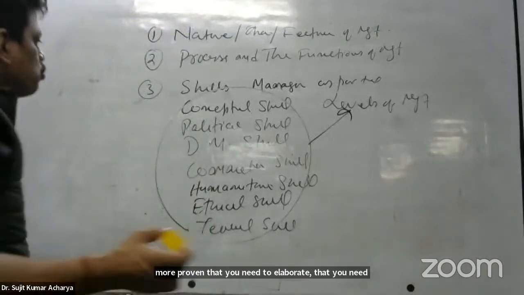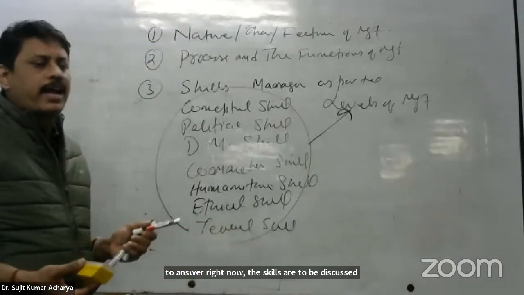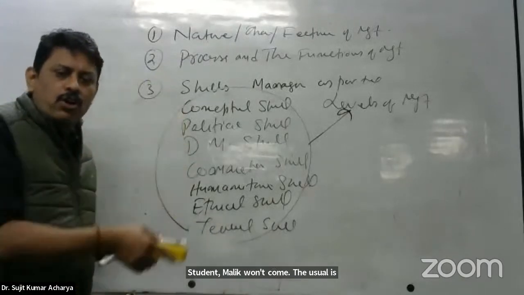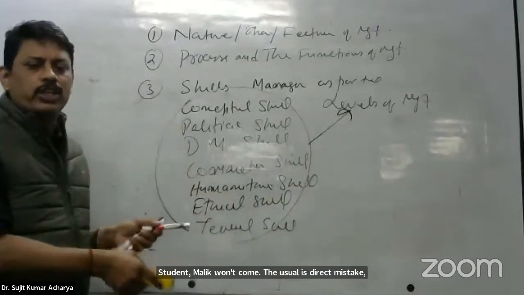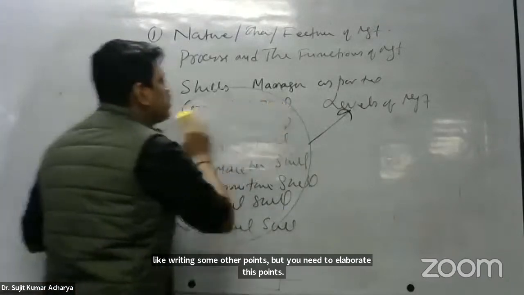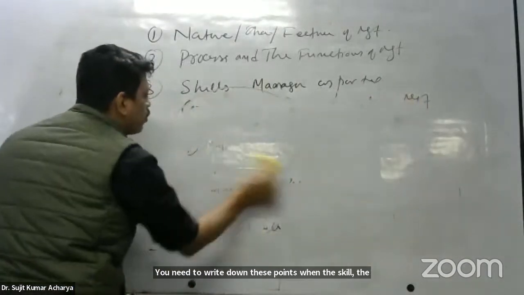Usually students make mistakes writing some other points. But you need to elaborate these points, you need to write down these points when the skill question comes. A question will come on skill components.